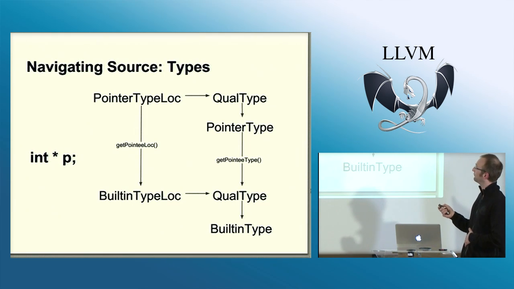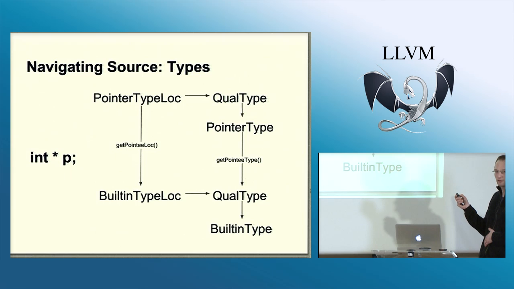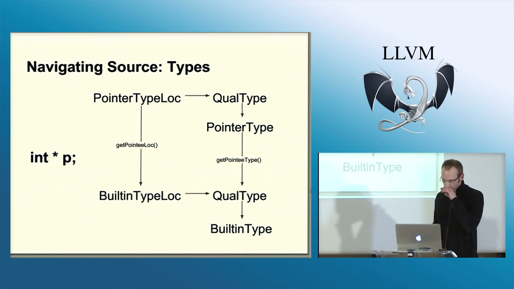If you have a pointer type block, you can get to the inner type block it points to by calling getPointeeLoc, but from the type block you can also get to the type through the qual type. And then you can get to its inner type again through the qual type.